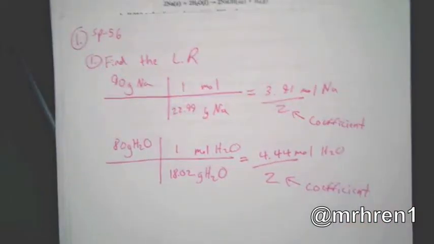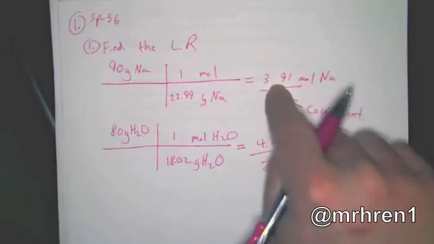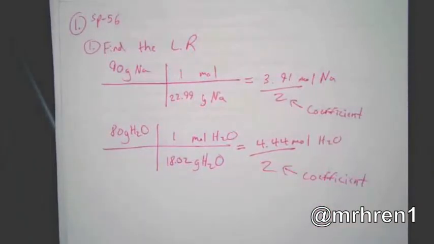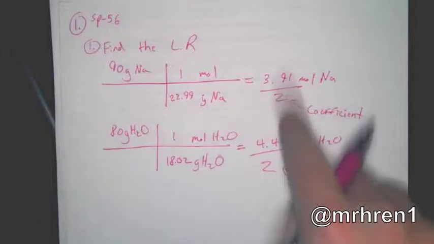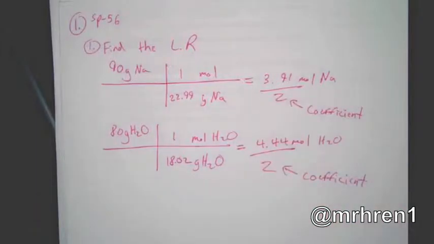Which one of these is smaller? Which one's smaller, 3.91 or 4.4? 3.91. That's the limiting reactant. So, if you want to divide by 2 again, it's still going to be the one that's smaller. It'll still be the same.